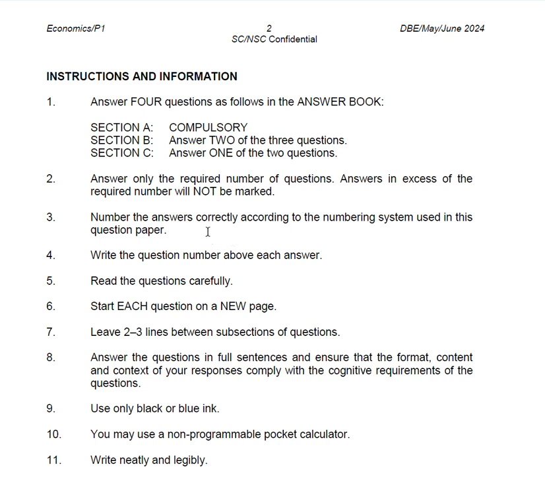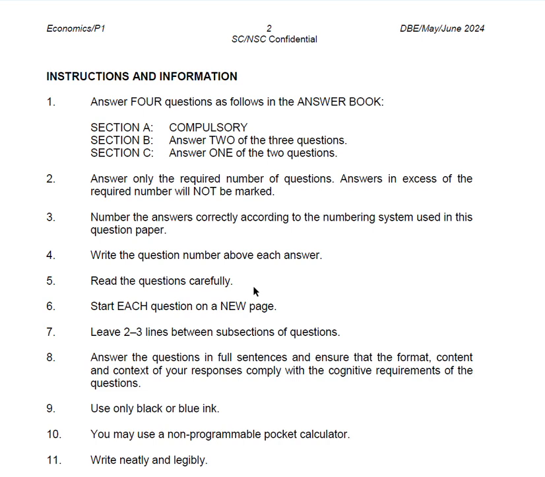Number 3, number the answers correctly according to the numbering system used in this question paper. So you need to use the numbering that you have in your answer book and also in the question paper. It must correspond. So make sure that your numbering is correct and corresponds with what you have in the question paper on your answer book. Number 4, write the question number above each answer. So it is important that above each answer you write the question number.